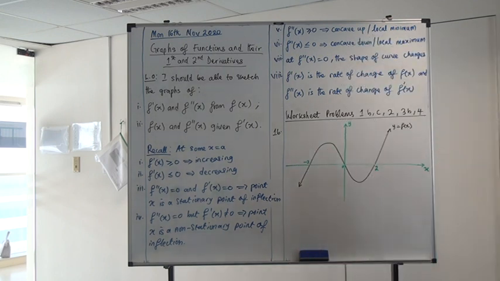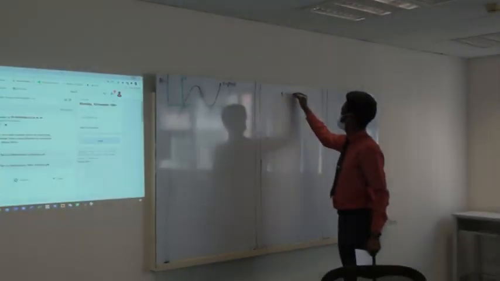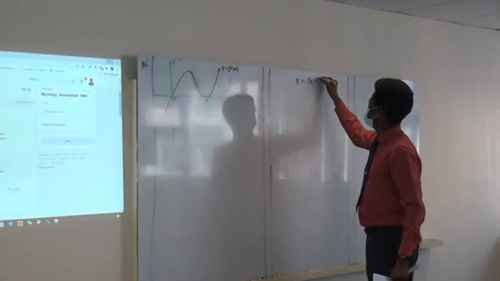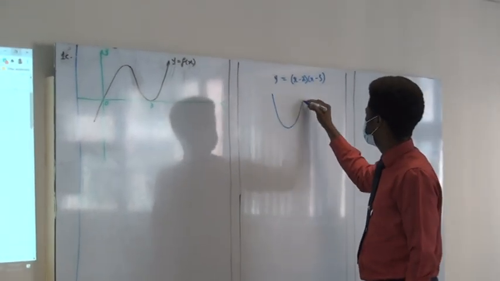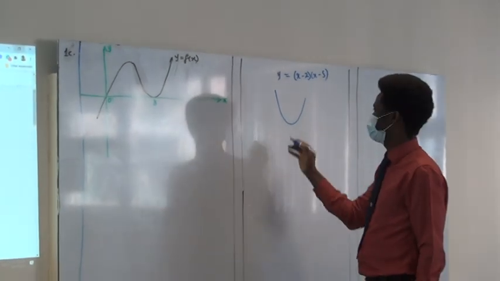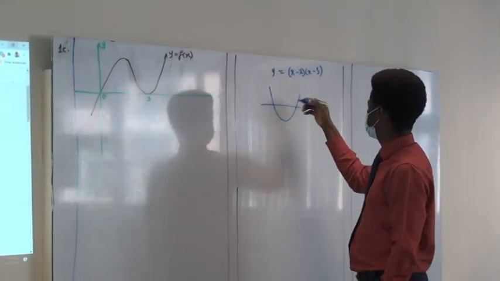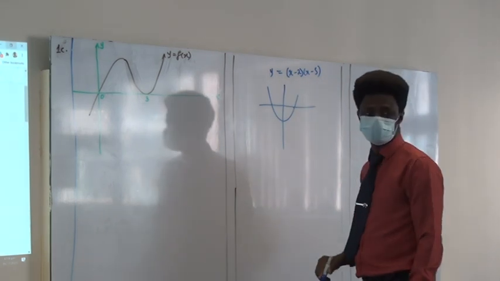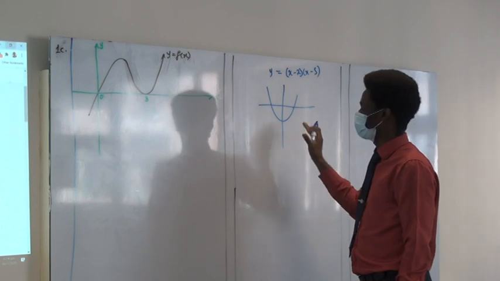For example, if you were given y equals (x minus 2)(x minus 5), you know it's going to be a minimum which crosses at 2 and 5. Okay? The turning points will be somewhere. I'm not saying exactly on 0. Maybe, I don't know. Okay?